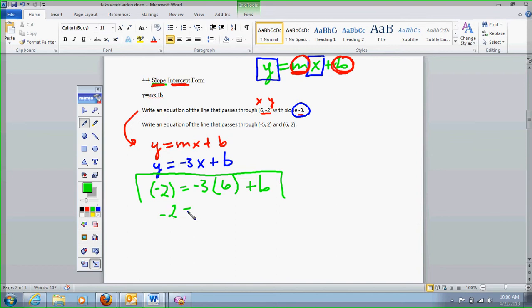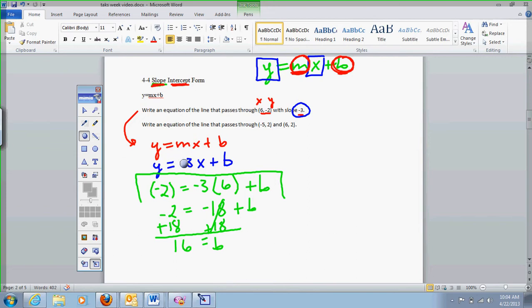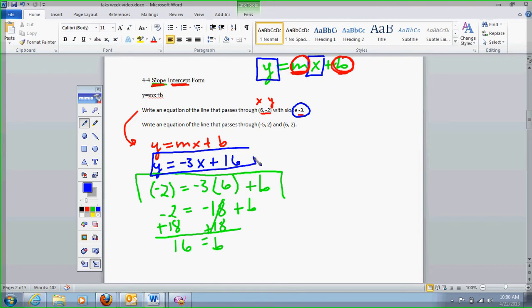So I have -2 is equal to -3 times 6, which is -18, plus b. 18 is being subtracted from the right side of the equal sign, so I add 18 to both sides. These cancel or become 0, and I get b is equal to positive 16, because -2 plus 18 is positive 16. So now, go back to here where I had y equals -3x, and I needed my b. Well, what's my b? My b is 16. So this would be my answer.